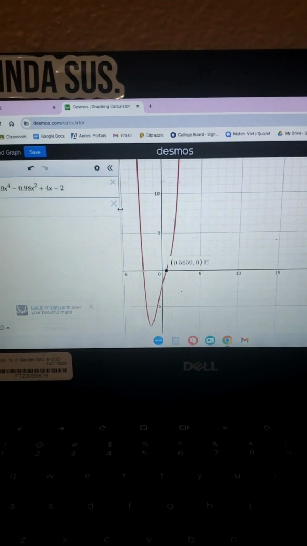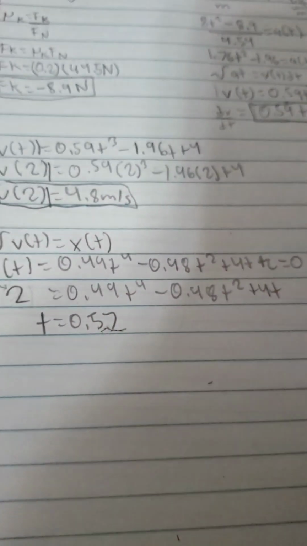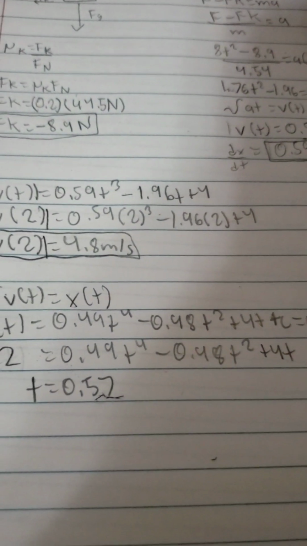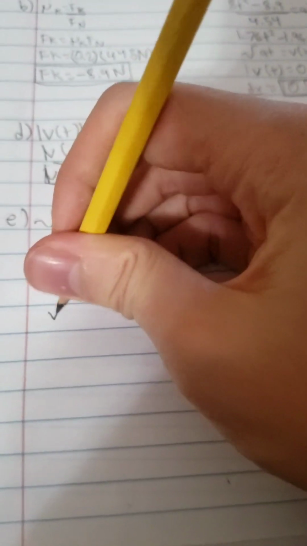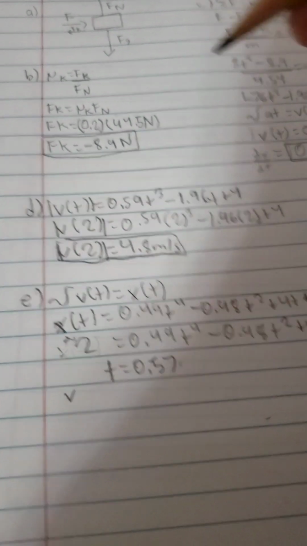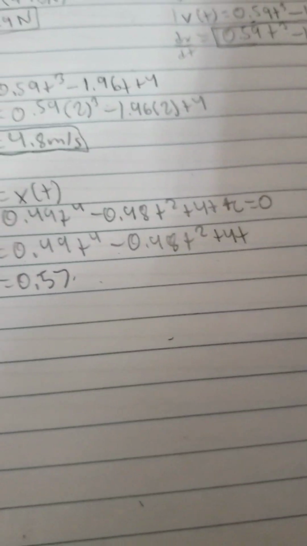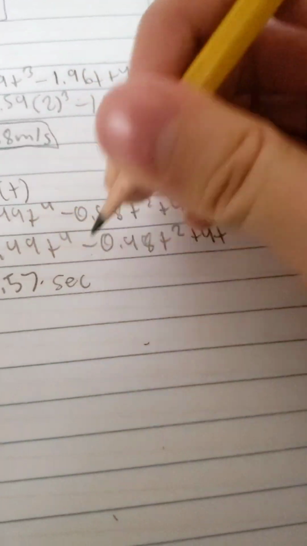It says 0.56. I'm gonna round to 0.57. That's the time. So we're just gonna put t equals 0.57. Now we got the time. Now all we need to do is plug it back into velocity. So velocity, according to the function we found right there, that's our velocity. V of whatever the time we just found, 0.57 seconds.